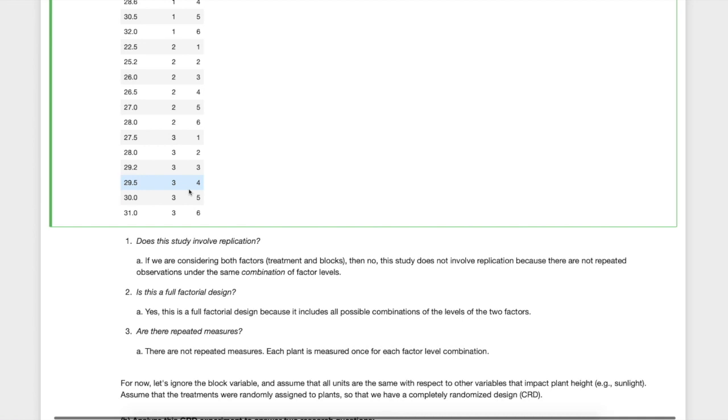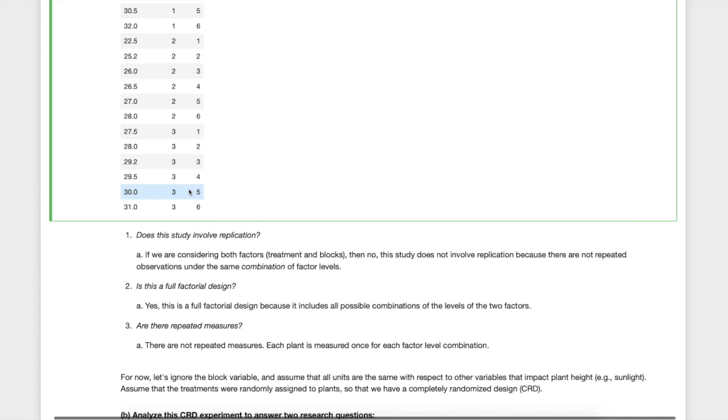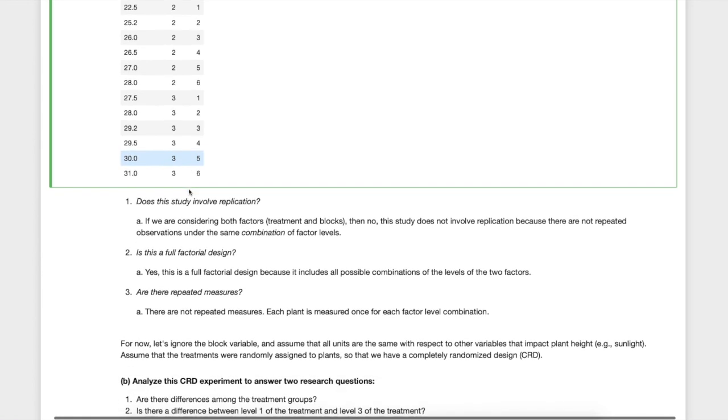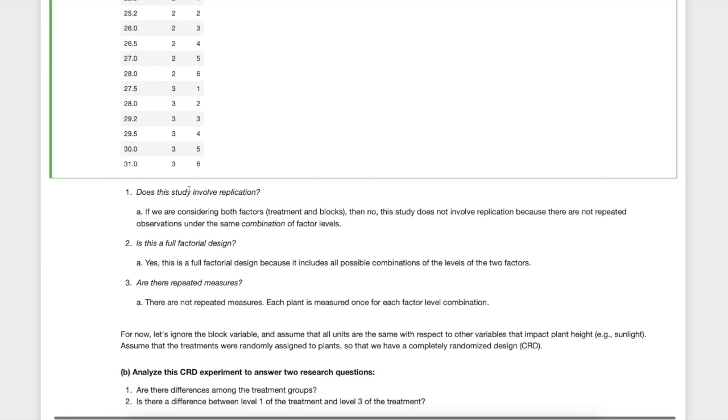We'll also assume that treatments were randomly assigned to plants, so different fertilizers get randomly assigned. And in that case, we'll make an assumption that we have a completely randomized design. All right, so let's analyze this completely randomized design experiment and answer the following research questions. So 1, are there differences among treatment groups? We should know how to answer that with a particular hypothesis test.